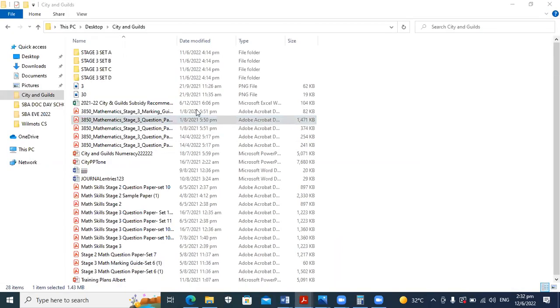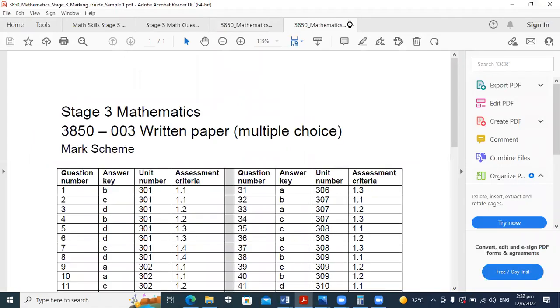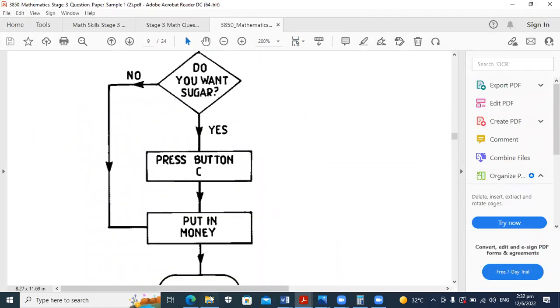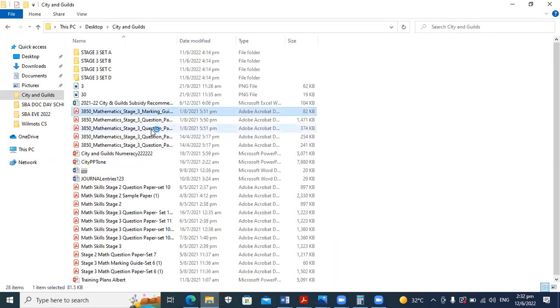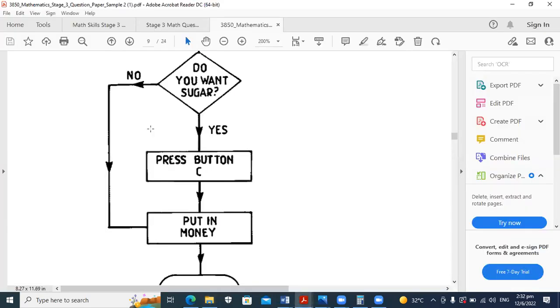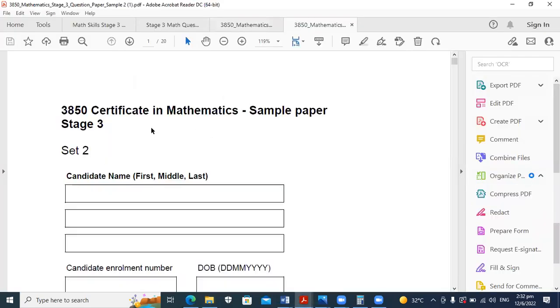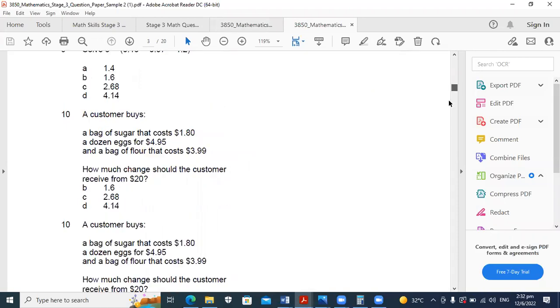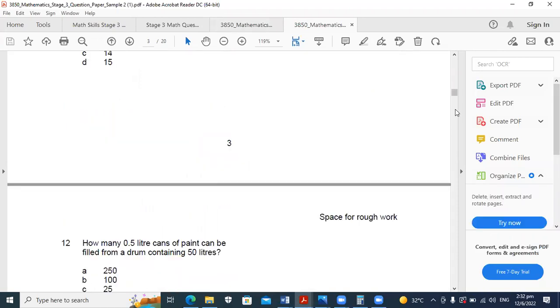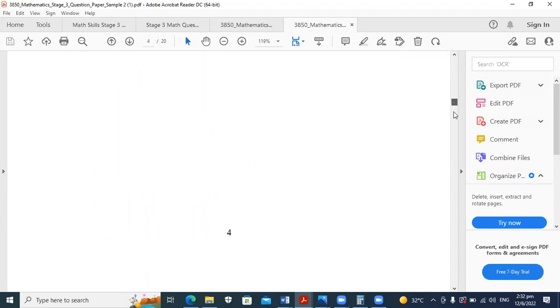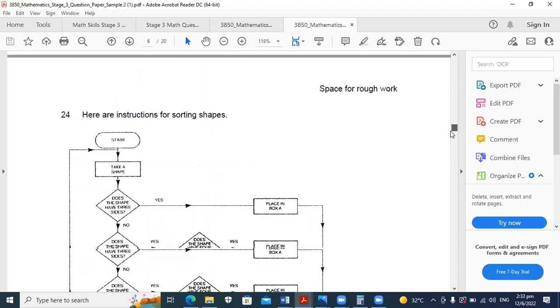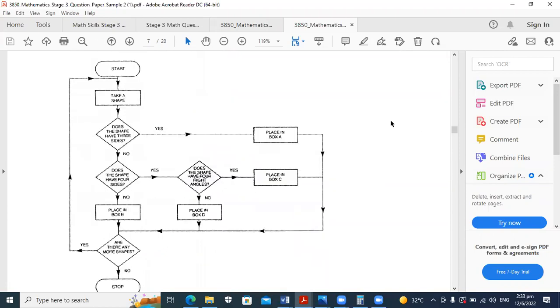I think it's this one. No, it's not that one. Two more tries. Better work. Let me see if it's this one. Oh yes, this is the one.